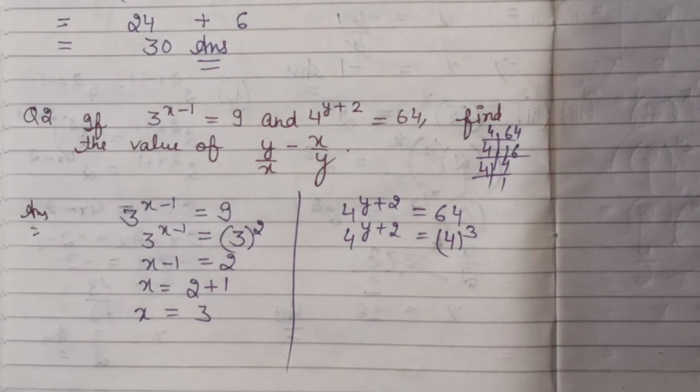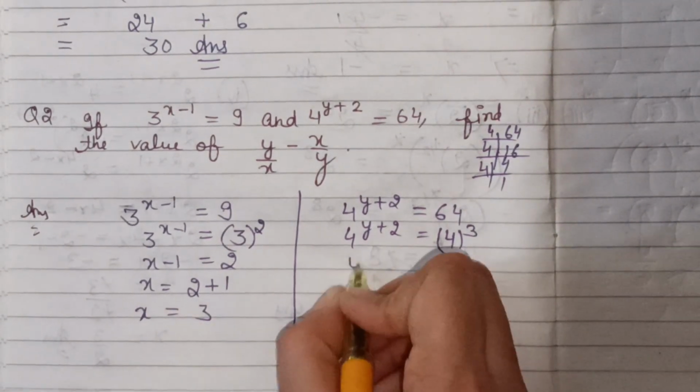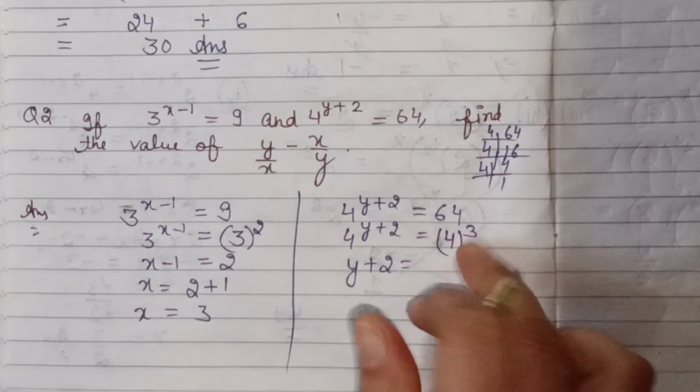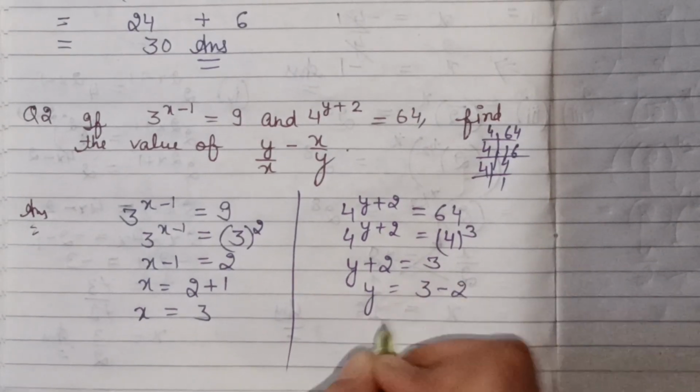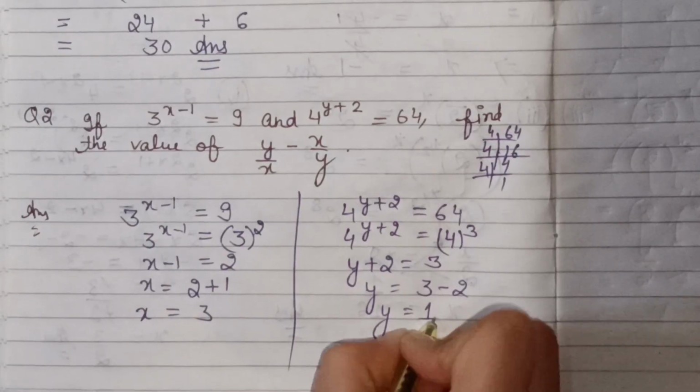Now I compare the exponents. Here our exponent is y plus 2 is equal to 3. y is equal to 3 minus 2. y is equal to 1.